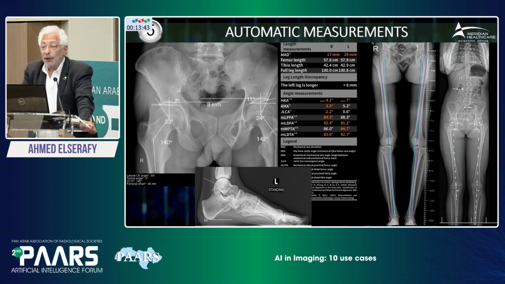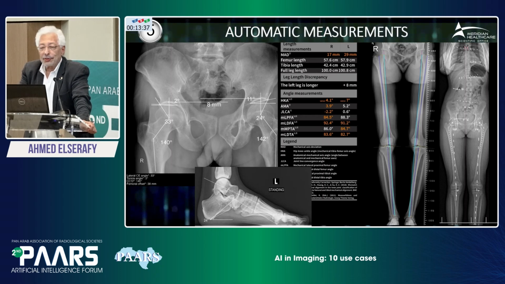Number 5, automatic measurements. We have about 150 musculoskeletal measurements. How many do we memorize as radiologists? I would say 2, 3. Maybe the calcaneal incline for flat feet, maybe the cup angle. That's pretty much it. But orthopedic surgeons are asking for way more.